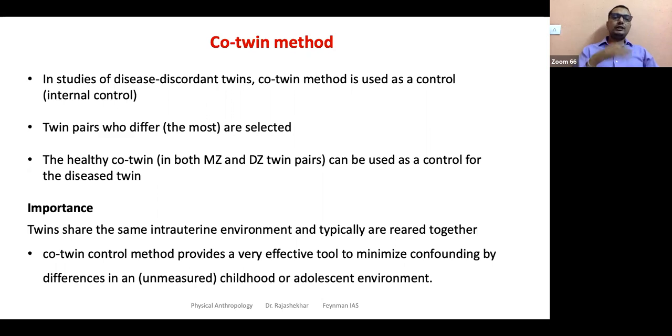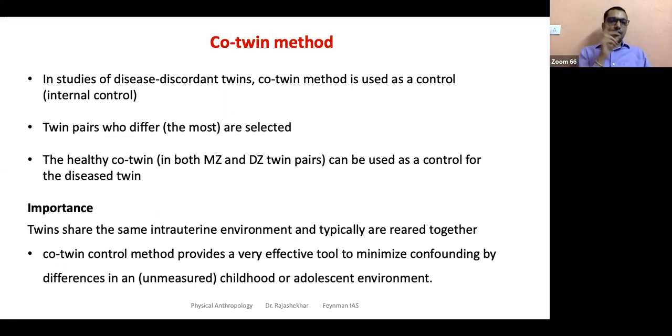And the co-twin method is usually an internal control. I will show you in a case study, you will understand it better. It is used as an internal control. So here, what do we do? Let's say you are studying 50 twin pairs. Out of 50 twin pairs, 10 of them didn't show concordance. 10 of them were discordant. You choose only those 10 pairs that are showing discordance. So twin pairs who differ are selected. In them, one is showing the trait, another one is not showing the trait. So one is showing the disease, another one is not. So the healthy co-twin can be used as a control for the diseased twin. So we have two here, one healthy, another one diseased. We use those combinations to see, because they must have some differences in their environment which resulted in the difference. Okay, I'll explain with an example.